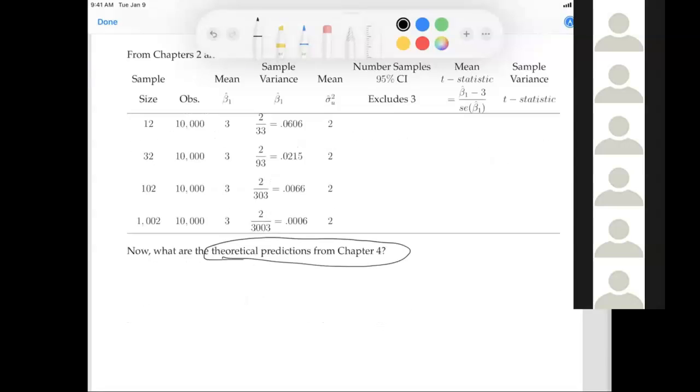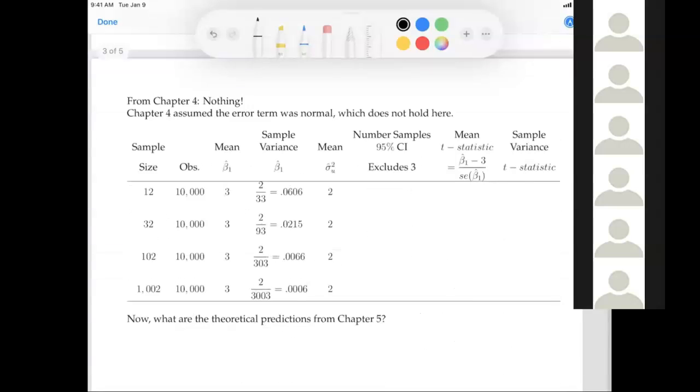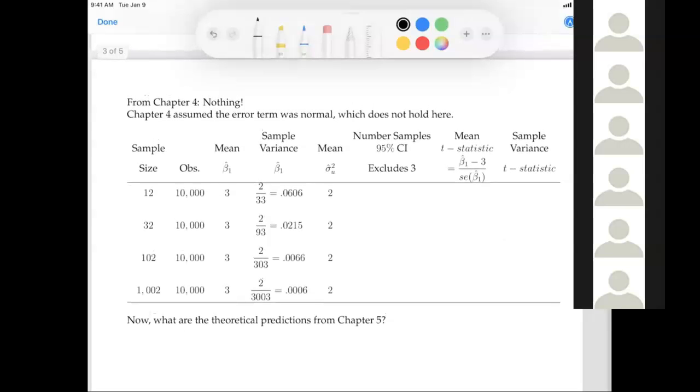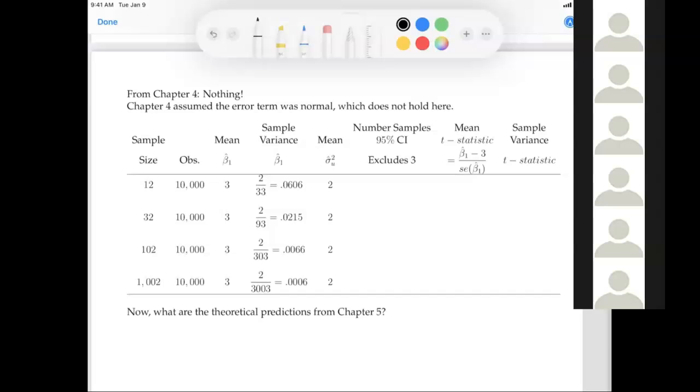Right. And so the answer to this question, and it is a tricky question, is that chapter 4 tells us nothing. We don't have any theoretical predictions from chapter 4 that tell us what should hold here, because chapter 4 started with the assumption of normality. We can't say that holds here, and so we've got to adjust, right? And we've got nothing from chapter 4, so then we go to chapter 5.